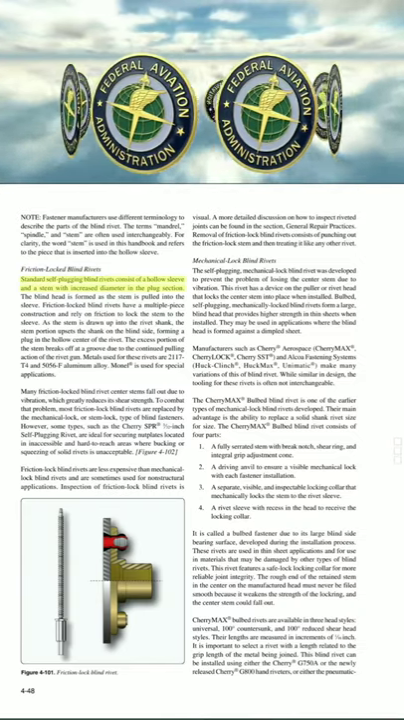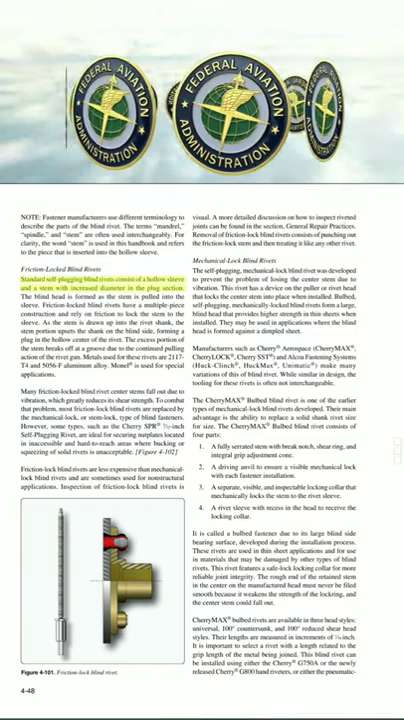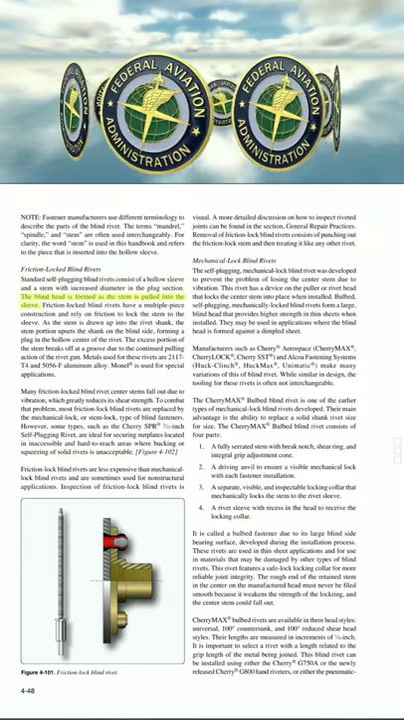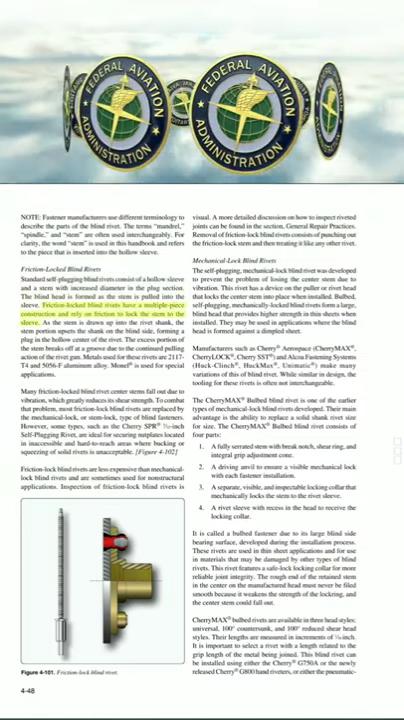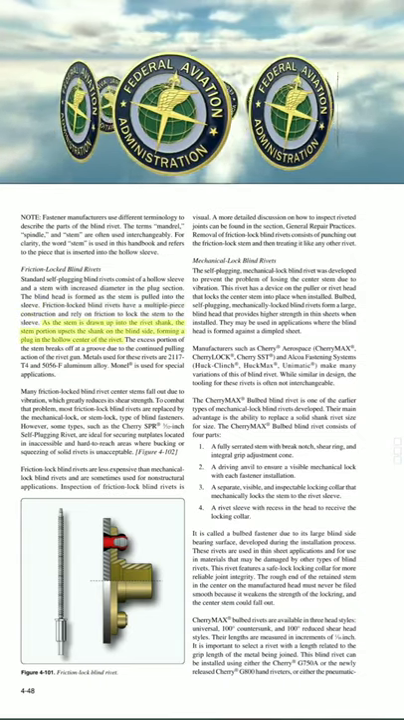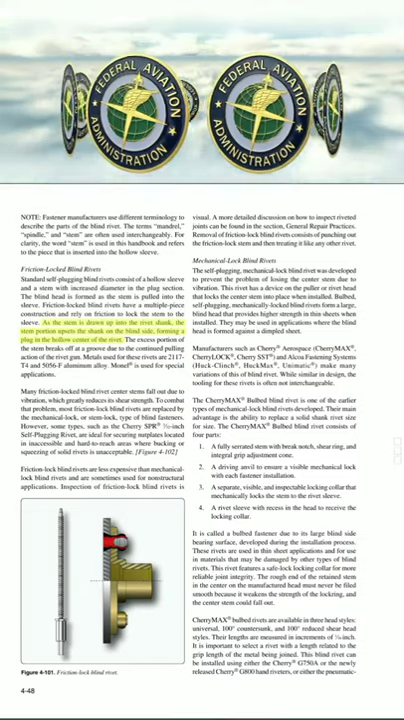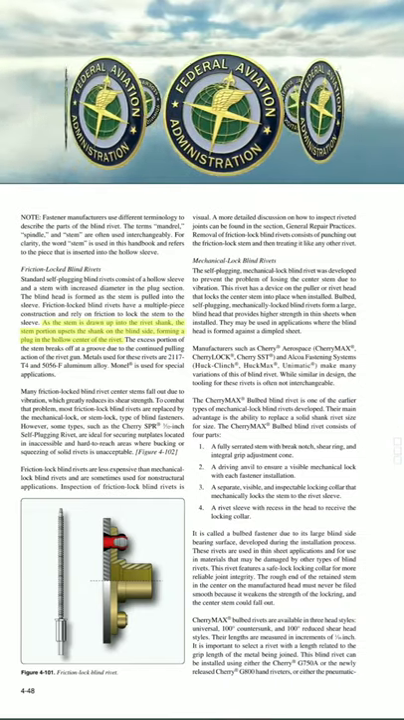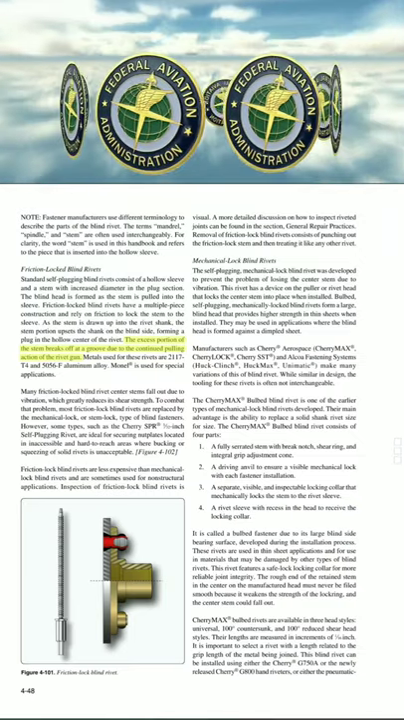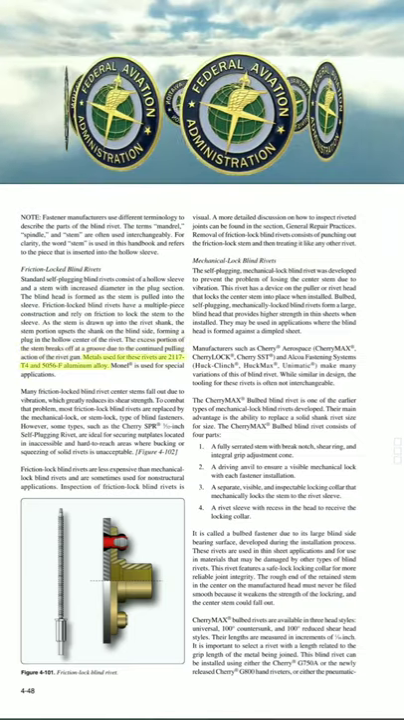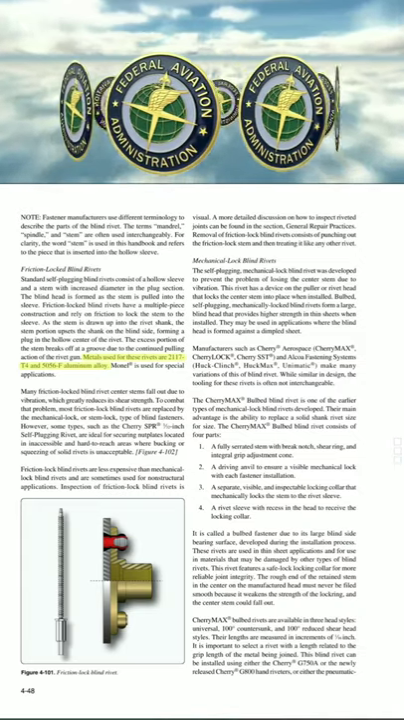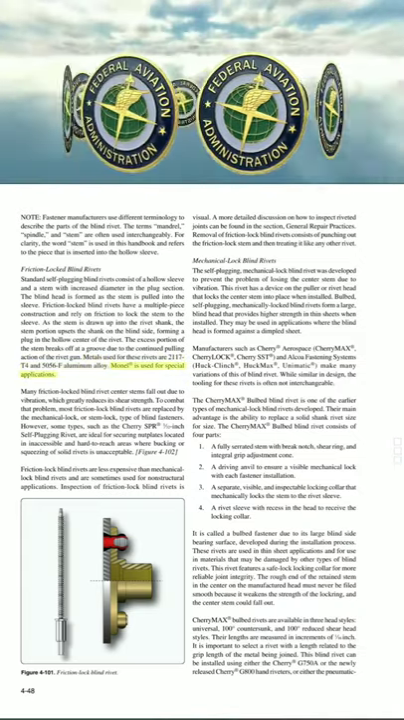Friction-locked blind rivets. Standard self-plugging blind rivets consist of a hollow sleeve and a stem with increased diameter in the plug section. The blind head is formed as the stem is pulled into the sleeve. Friction-locked blind rivets have a multiple-piece construction and rely on friction to lock the stem to the sleeve. As the stem is drawn up into the rivet shank, the stem portion upsets the shank on the blind side, forming a plug in the hollow center of the rivet. The excess portion of the stem breaks off at a groove due to the continued pulling action of the rivet gun. Metals used for these rivets are 2117-T4 and 5056-F aluminum alloy. Monel is used for special applications.